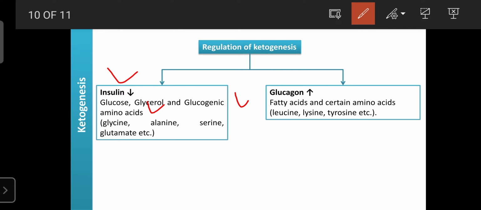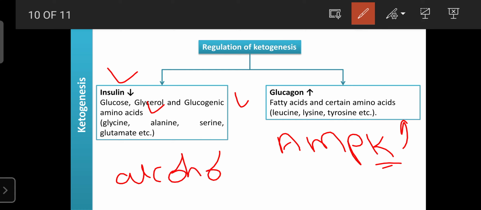The next factor is AMPK, that is adenosine monophosphate kinase. This can regulate ketogenesis; it can enhance ketogenesis. Another factor is alcohol, which can inhibit ketogenesis. Alcohol inhibits ketogenesis, but AMPK accelerates or enhances it. Alcohol mainly inhibits ketogenesis by inhibiting AMPK, that is adenosine monophosphate kinase.